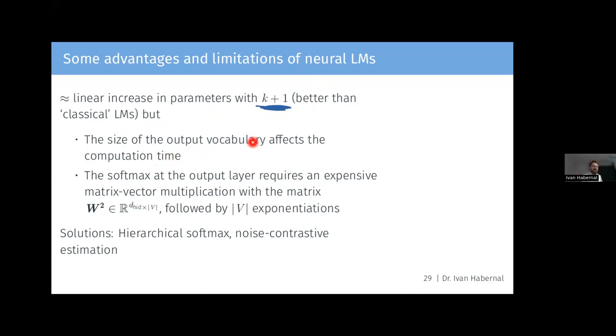However, the size of the output vocabulary affects the computation time. The vocabulary size is 50,000, or 70,000, because the softmax at the output layer requires an expensive multiplication of vectors with the matrix, the number of hidden dimensions times the size of V. Hidden dimensions could be, let's say, 200, so we have a matrix of 200 times 50,000. Oh, that's a huge matrix. So multiplying this matrix is quite expensive, yes.